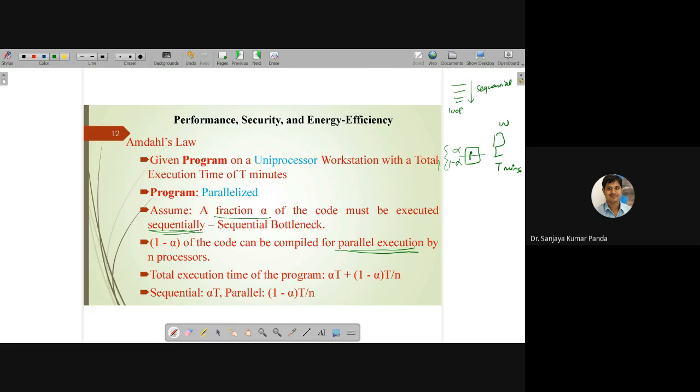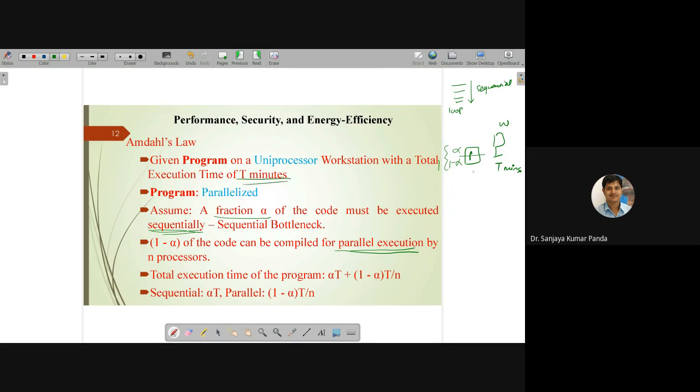Okay, so if you consider the total code is 1, in this total code 1, alpha code is sequential. 1 minus alpha code is parallel. So if the code is sequential, you need only one processor, right? But if the code is parallel, then if you have more than one processor, you can divide the workload among them. And you know the total execution time of the program, t minutes.